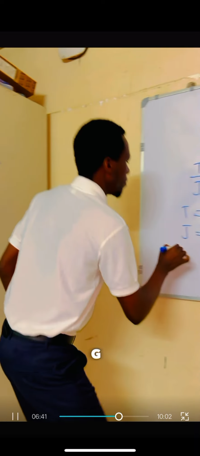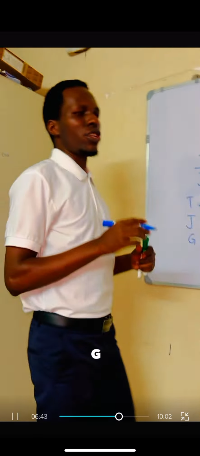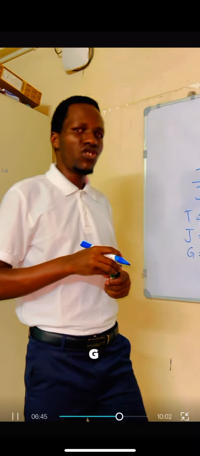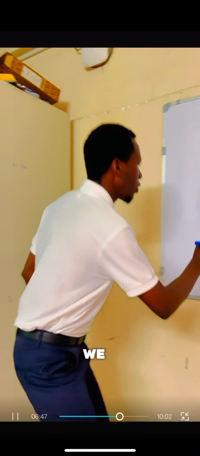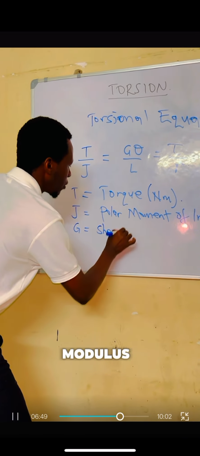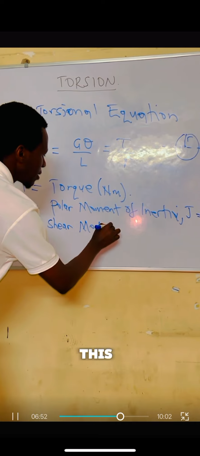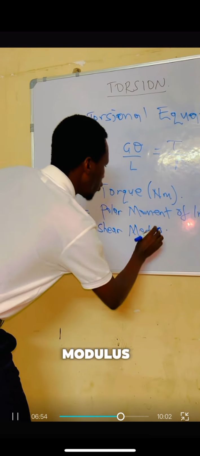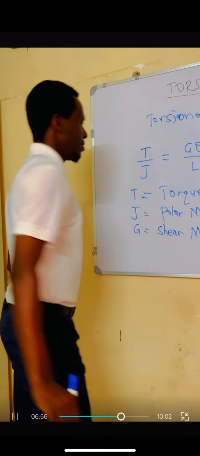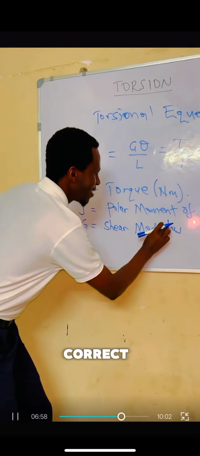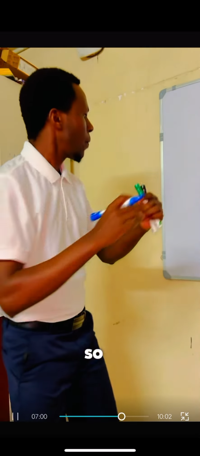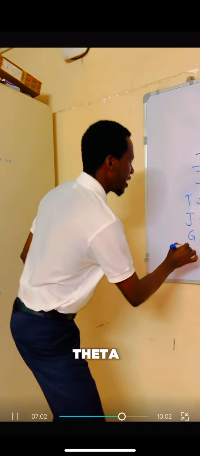And then what about G? In this case, G is the shear modulus. We call it shear modulus. So you should know this. This is what we call shear modulus. How should the spelling be? Shear modulus. So this is our G.